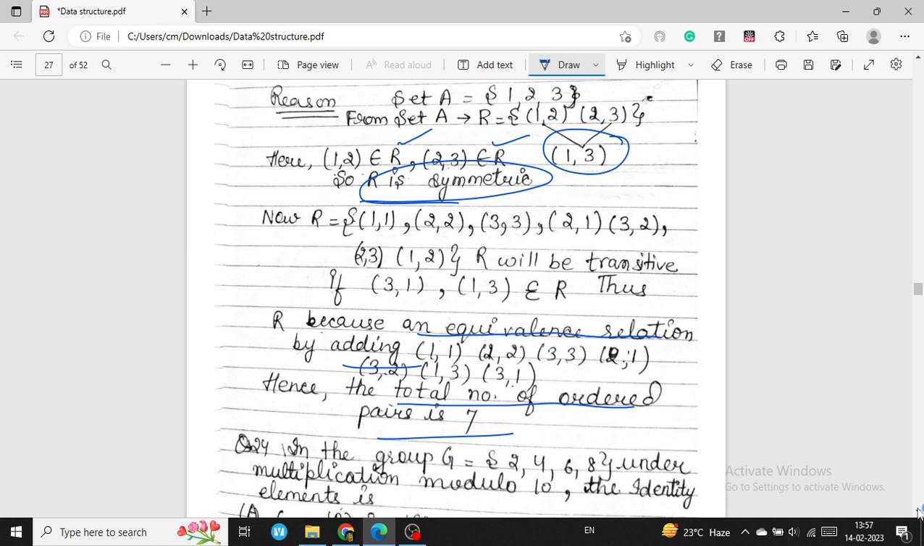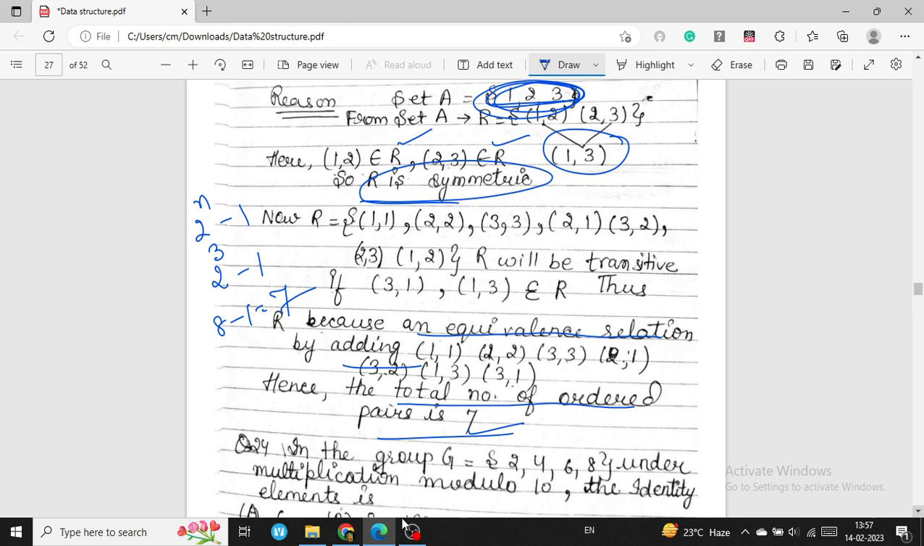We have to find the total number of ordered pairs. These are the total, 7. From this relation we can draw a total of 7 ordered pairs. Now how to find it without all these calculations? You can write 2 raised to the power 3 minus 1, that is 8 minus 1, which is 7. You can use the formula 2 raised to the power n minus 1.